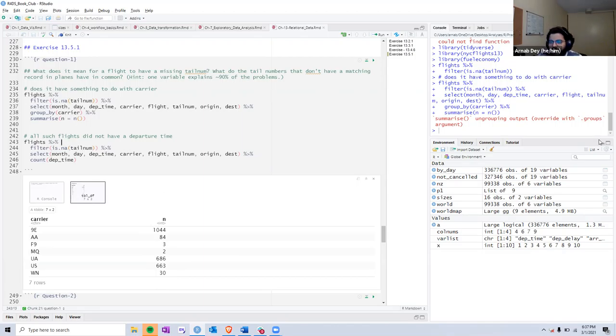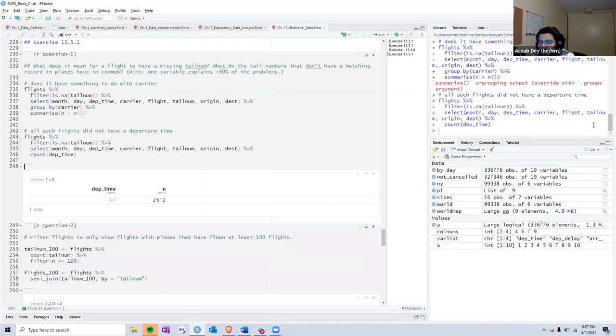However, I also saw that any flight that has a missing value in the tail number does not have a departure time, which means I think probably these are canceled flights. They just didn't depart from the airport. Maybe. I think that's the best that I could think of.